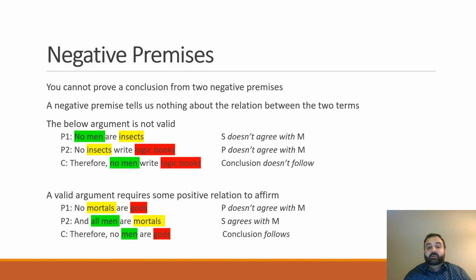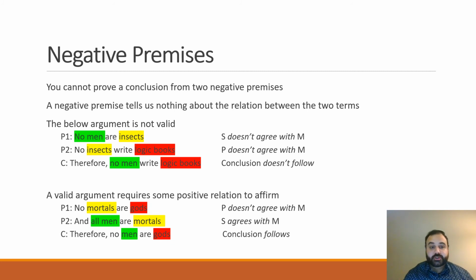In the first premise, no men are insects, the minor premise and the middle term don't agree. No men are insects. It makes sense that men aren't bugs. The second premise, no insects write logic books. So the middle term and the major term don't agree. In this case, again, that premise on its own seems to make sense. It makes sense to say that insects don't write logic books.